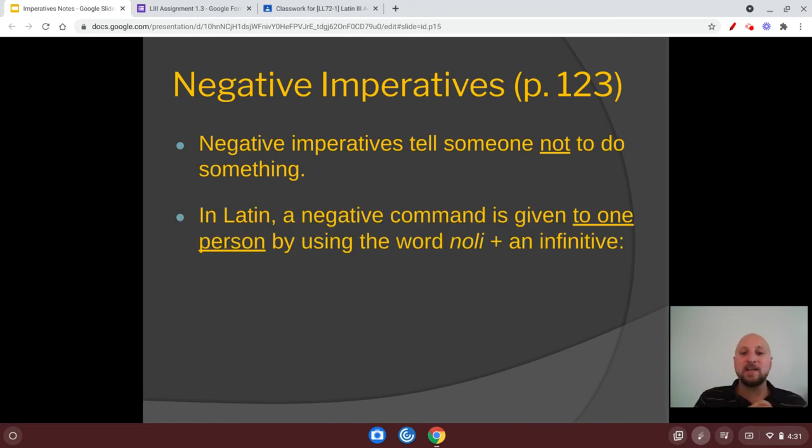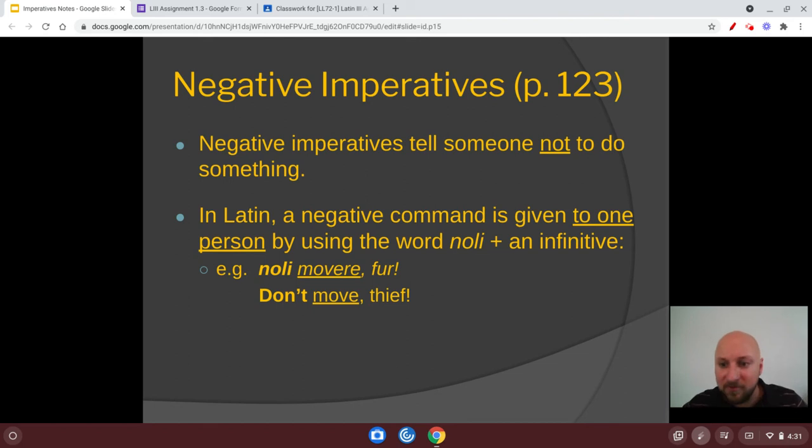In Latin, a negative command is given to one person by using the word noli and an infinitive. So don't mix this up with nolo, nolebat, noluit. It's just N-O-L-I that is how you would tell one person don't do something. Noli movere, fur, all right, you're telling one thief, don't move. All right, simple enough. Notice here that noli is the form that means don't. Movere is an infinitive, but you're not translating it as to move, it's just part of the construction.